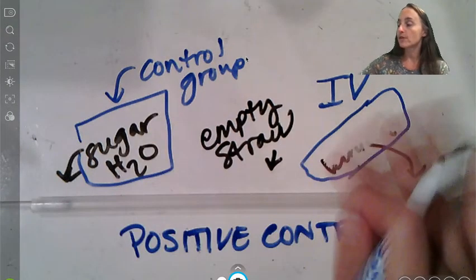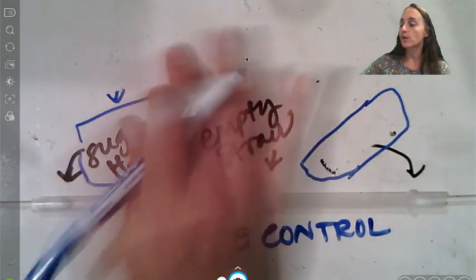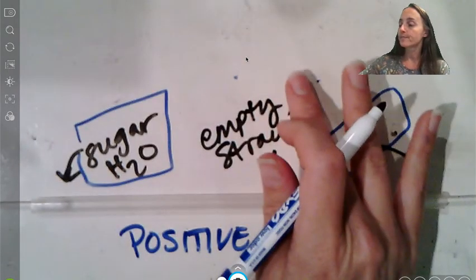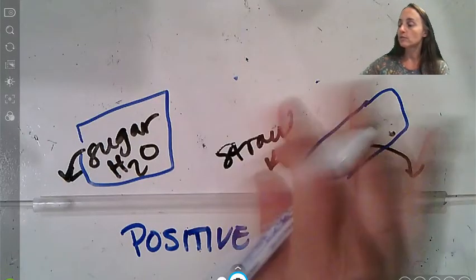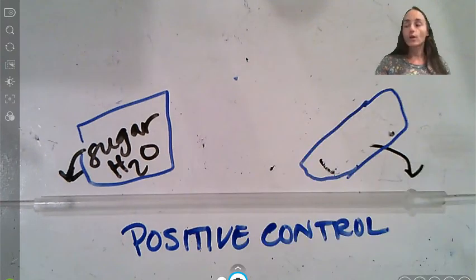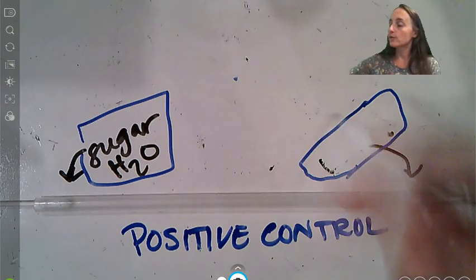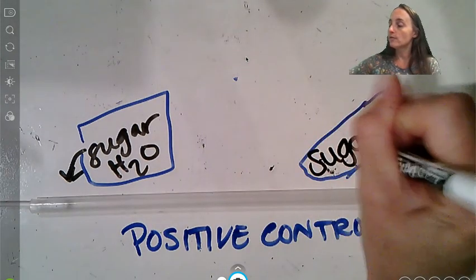Let's take off independent variable. Let's take off control group. Right now, we're just running a control. And it's not going to be an empty straw anymore. Okay, so we are going to do sugar water over here as well.